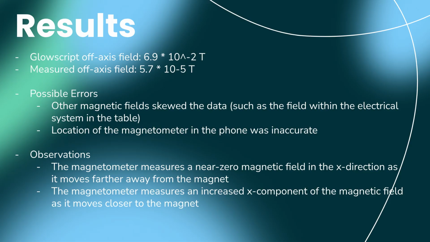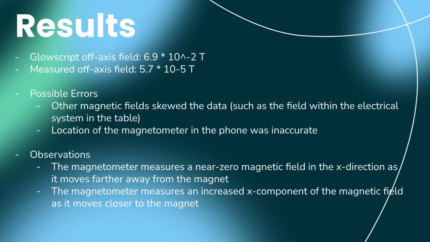So from our results from GlowScript, we found that the off-axis field is 6.9 times 10 to the negative 2 T, and then our measured off-axis field is 5.7 times 10 to the negative 5th T, so they are both vastly different. And some possible errors could have been other magnetic fields skewed the data, such as the field within the electric system at the table because it would charge things, and that the location of the magnetometer in the phone was inaccurate.